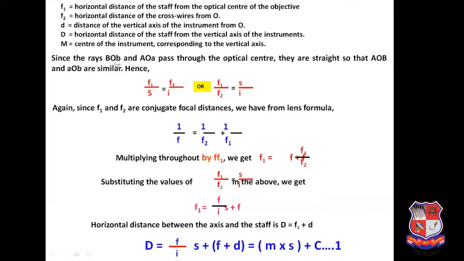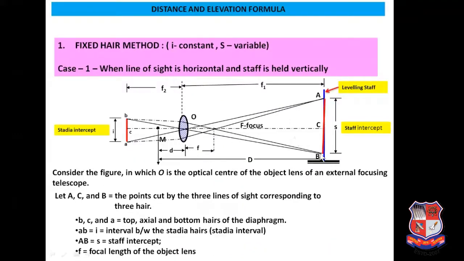Since the rays capital B, capital O and small b, and capital A, capital O and small a pass through the optical center, they are straight, so that triangles AOB and small a, capital O, small b are similar isosceles triangles. Let us see in the figure: capital B, O, small b, capital A, capital O and small a.